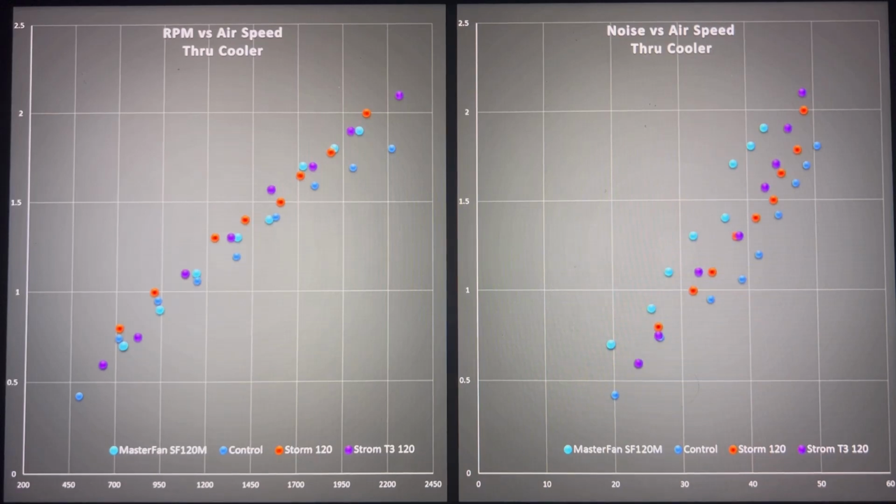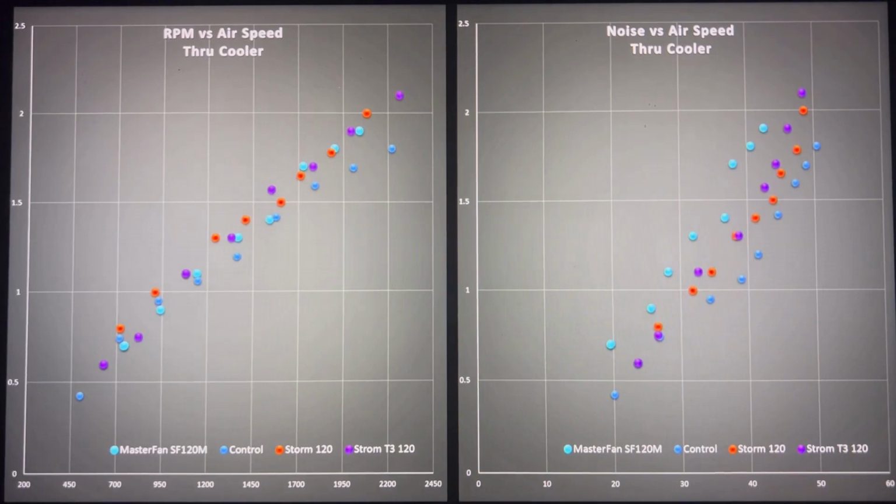Jumping over to the right graph, we have the noise. So my control fan starts off here and then it's there, and the top performer here is the Master fan. So the Master fan right now is looking really good. But doing the noise, we can see that the Storm T3 looks to be doing slightly better than the regular Storm in this metric. It is a little bit more noise efficient, even though it's not performance-wise more efficient.